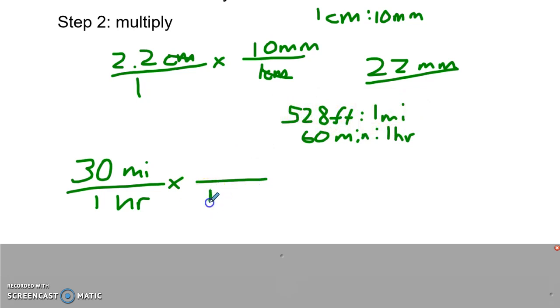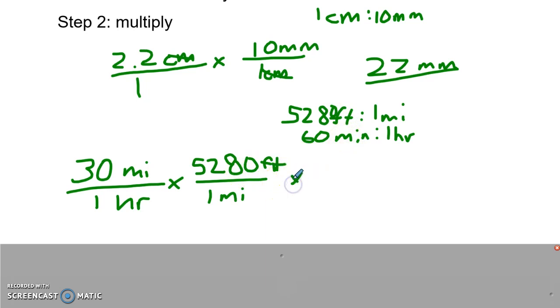So we have 1 mile, and we do it on the bottom. And then we have our feet. Oops, it should be 80. Feet.